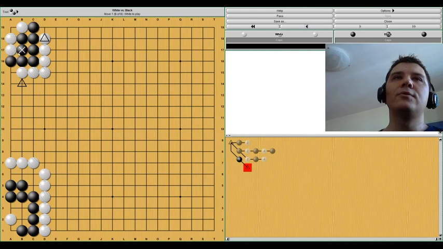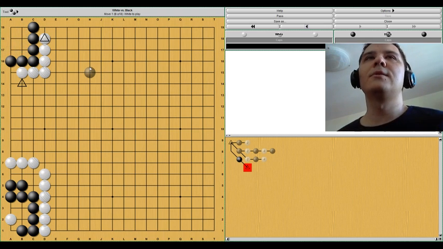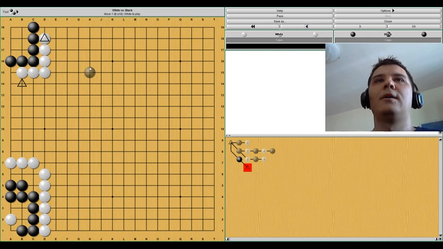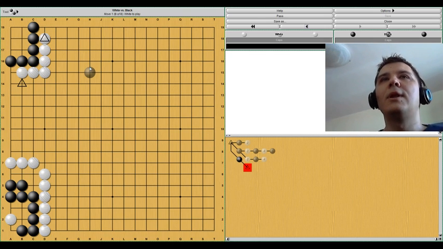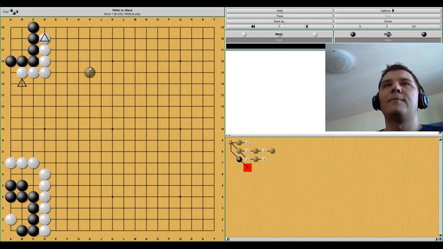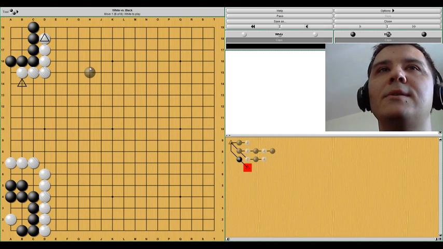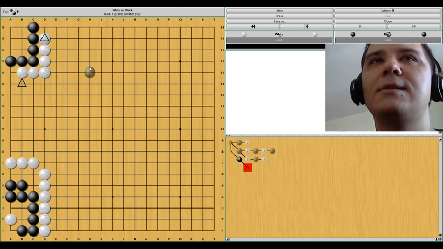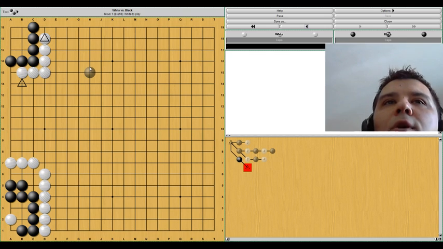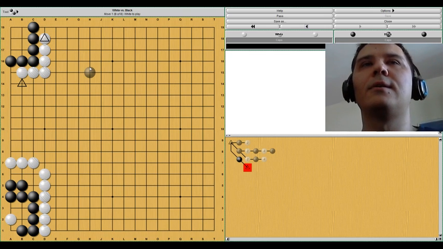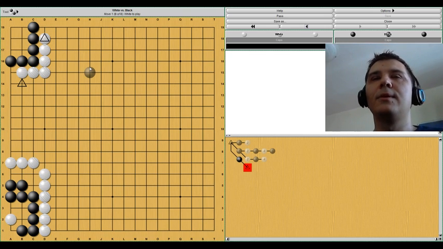So I just showed you a small example of how the 6 space in the corner can sometimes be dangerous, but this is an exception to the rule. Normally 6 spaces are alive. In most situations, 6 spaces are okay. And if it's less than 6 spaces, then we have a problem. It means that the group can be in trouble.